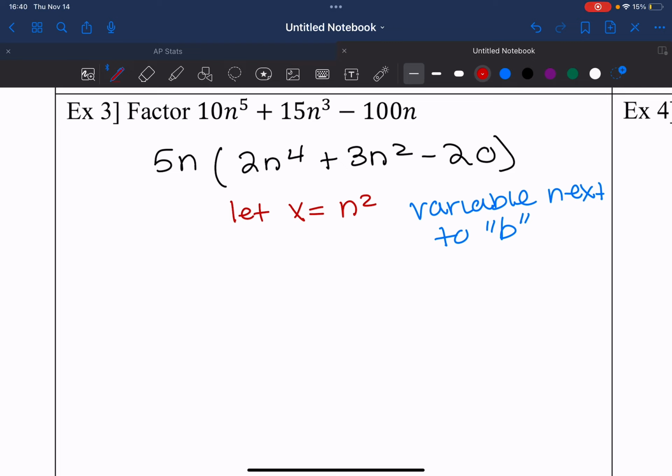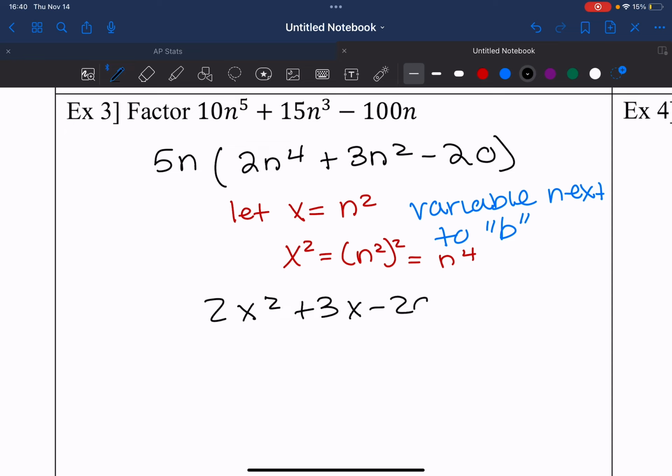And then if x is equal to n squared, if I square x, that's the same as squaring n squared, which gives me n to the fourth. So instead of writing n squared, I'm going to write x, and instead of writing n to the fourth, I'm going to write x squared. So I have 2x squared plus 3x minus 20.